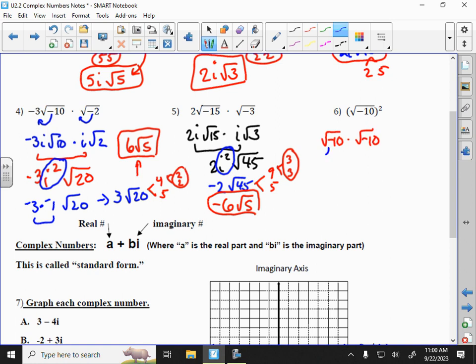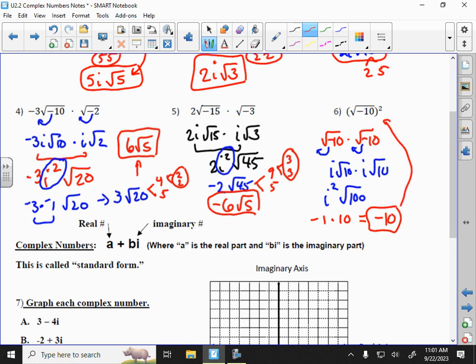Then we can pull the negatives out. So we get i root 10 times i root 10. Then we multiply the outsides together and the insides together. So that's i squared root 100. i squared is negative 1. Square root of 100 is 10. If you multiply these together, you get negative 10. So that's going to be the same thing as if you canceled the square with the square root, you get negative 10.